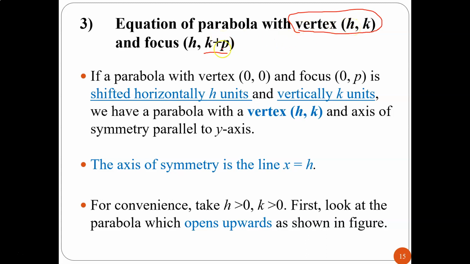h is still h over here, and also you have h. The only thing that is changing is the coordinate of the y-axis. This one is k, and then it has k plus p, meaning that your p has increased by some units. So let's see what it means here. If a parabola with vertex 0, 0 and focus 0, p is shifted horizontally h units and vertically k units, we have a parabola with vertex h, k and axis of symmetry parallel to the y-axis. It says that previously we had vertex 0, 0 and focus 0, p.